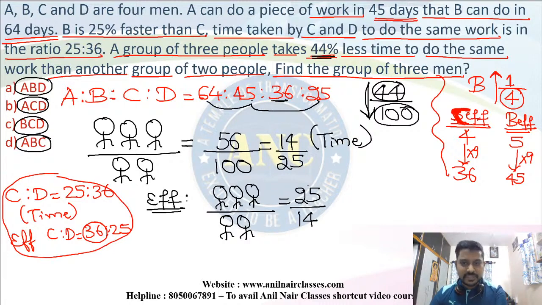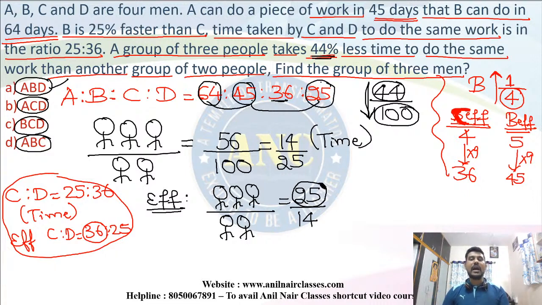But see here, the three people should be in the form of 25. That means ideally you should choose three people in such a way that they will give you a multiple of 25. 64 plus 45 plus 25 is 134. It is not a multiple of 25. So ABD cannot be the right answer. If I go for the second option, ACD. ACD, let me use a different color so that you will not get confused.